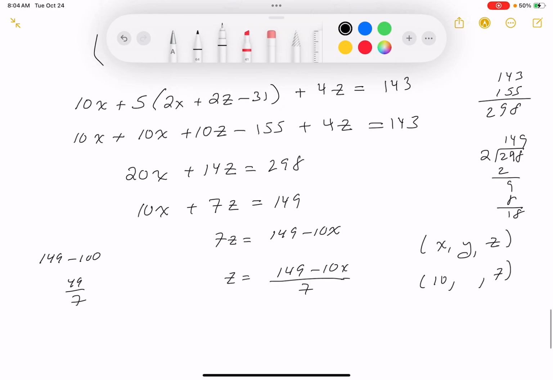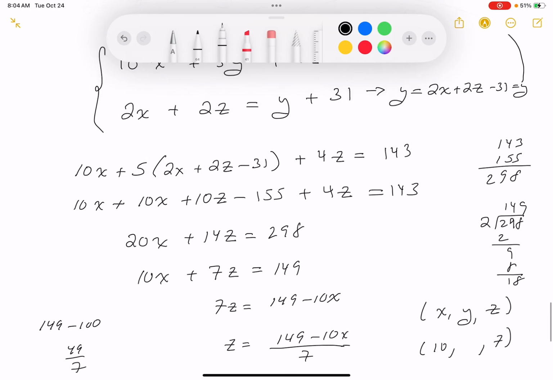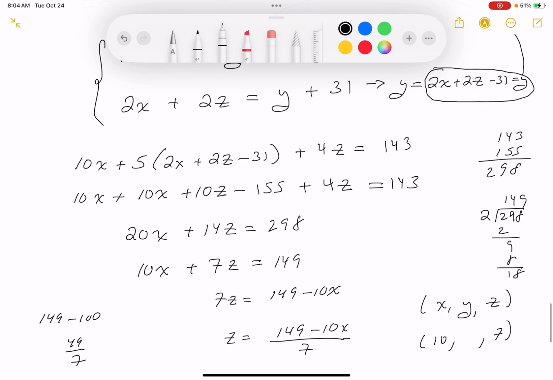Now, the question is, I know what x is, and I know what z is, but is there some expression for me to come up with the y in the middle? And there is. And someone says, where is that expression? I think it's right over here. All right? So it's going to be twice the x, which is 20, plus twice the z, which is 14, and then minus 31, and that would be equal to the y, right? So that's 34 minus 31, which is 3, all right? So 10, 3, 7.